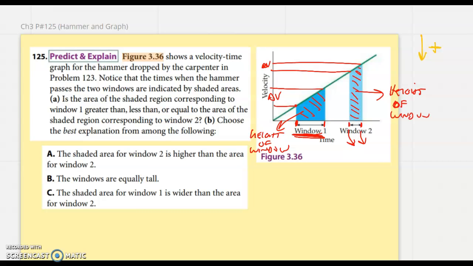I mean, of course they are. They're on the same building like that. So is the area the same? Yeah, because the areas represent the displacement, and the displacements happen to coincide with the size of the windows. And why is that? Because the windows are the same size. That's why.